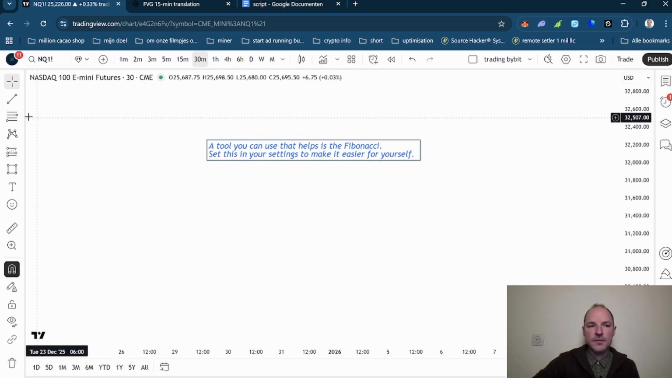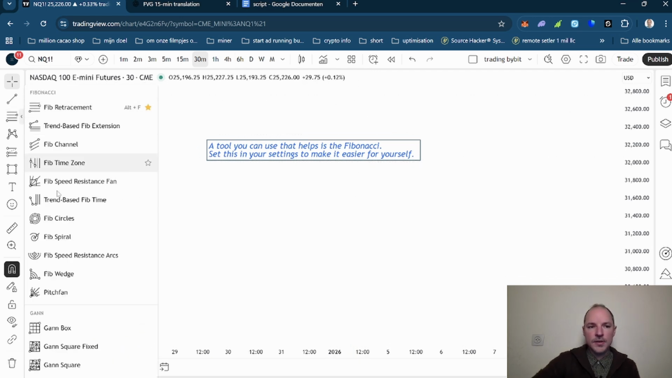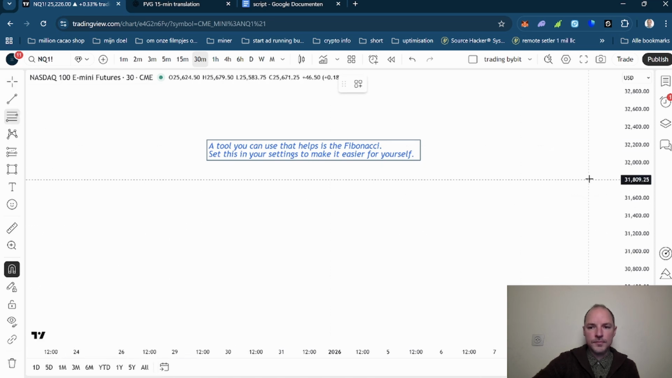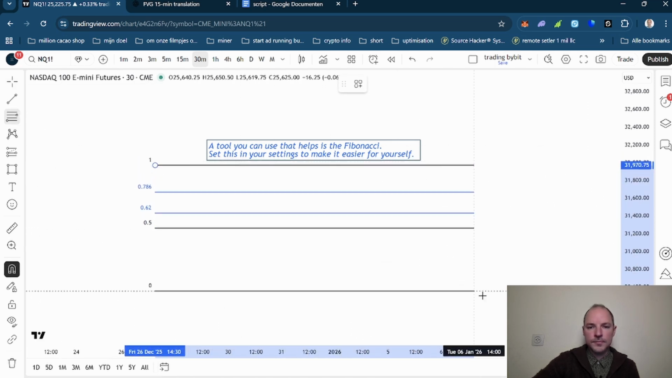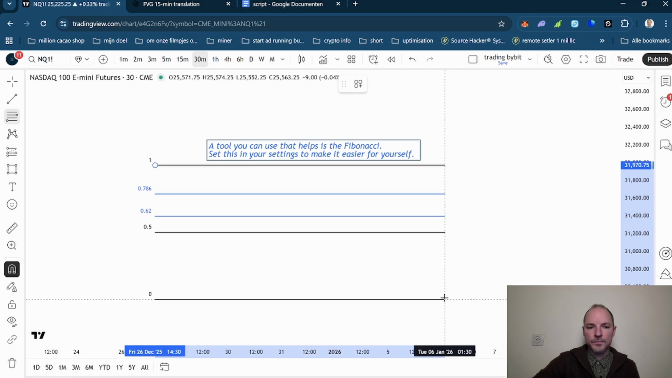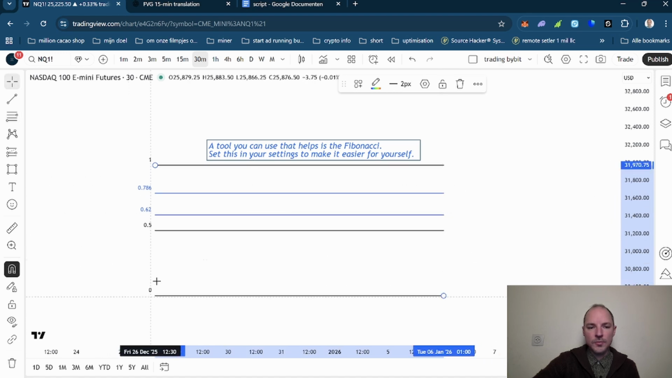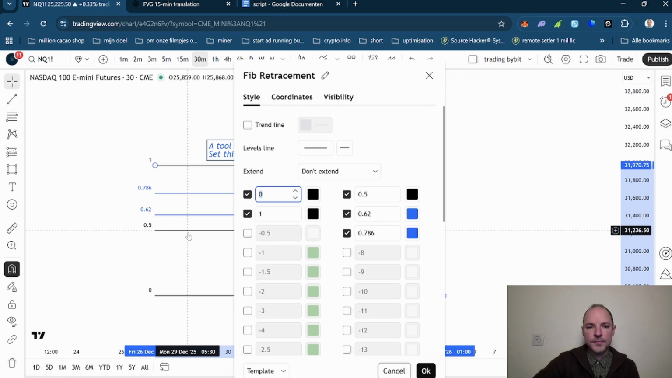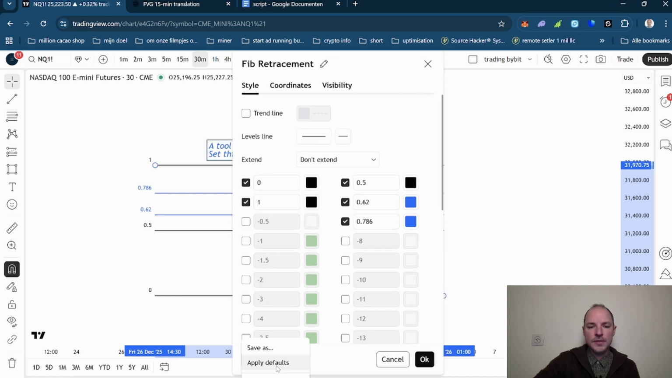The Fib tool itself is right here. It's called Fib retracement. This is exactly what you need to put in, and these are the settings I use. Once you've put in these settings, go to templates, click on it and press save as.